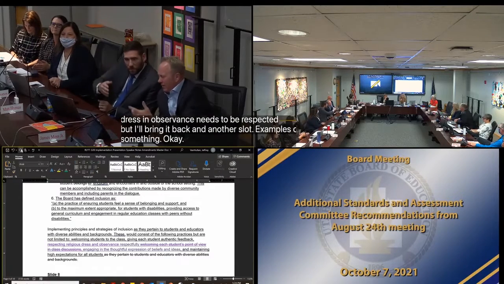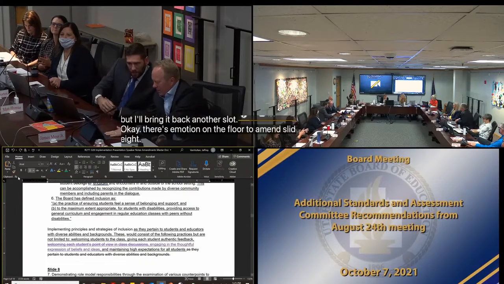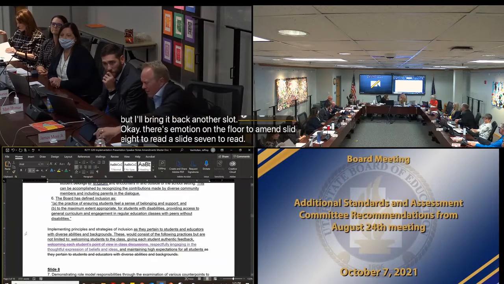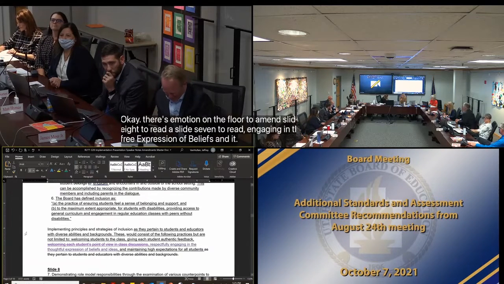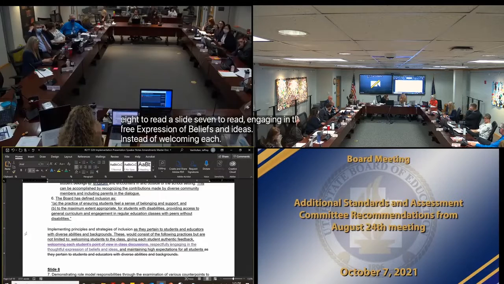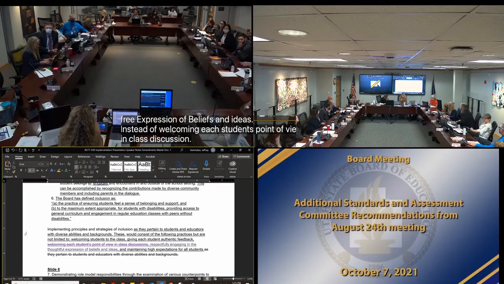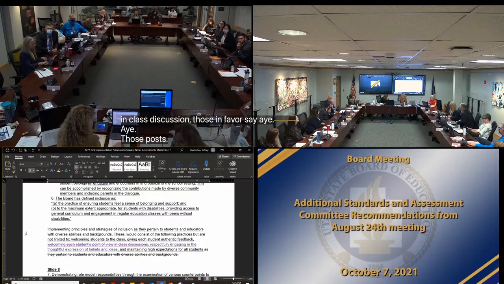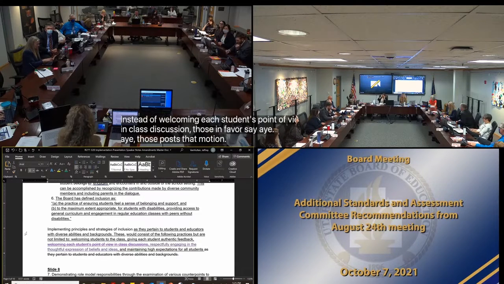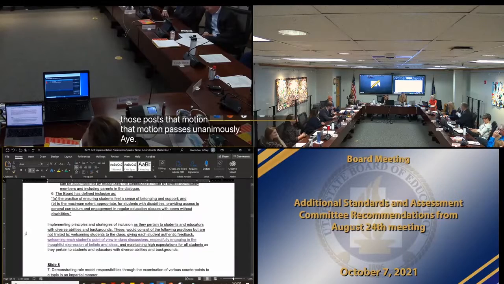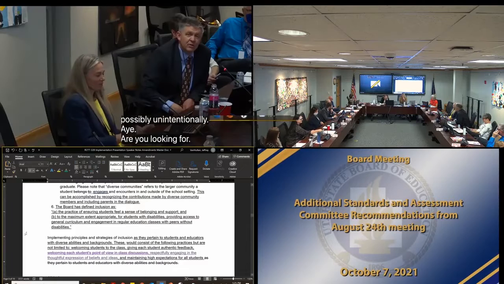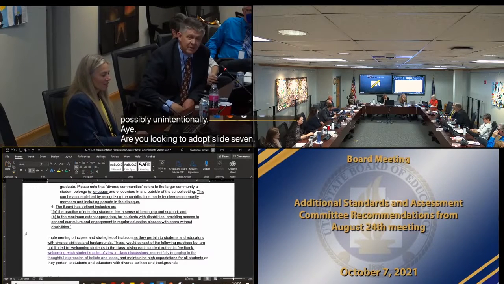Okay, there's a motion on the floor to amend slide 7 to read, engaging in the free expression of beliefs and ideas instead of welcoming each student's point of view in class discussion. Those in favor, say aye. Aye. Those opposed? That motion passes unanimously, even though possibly unintentionally. So then, are you looking for a motion to adopt slide 7 as amended? Yes, please. I just made it.